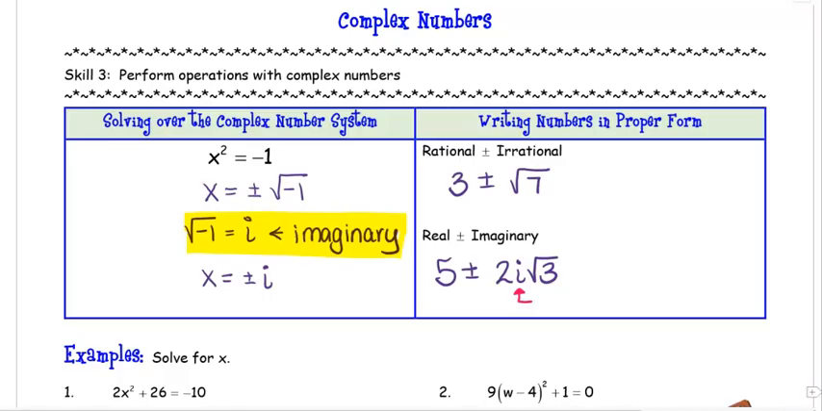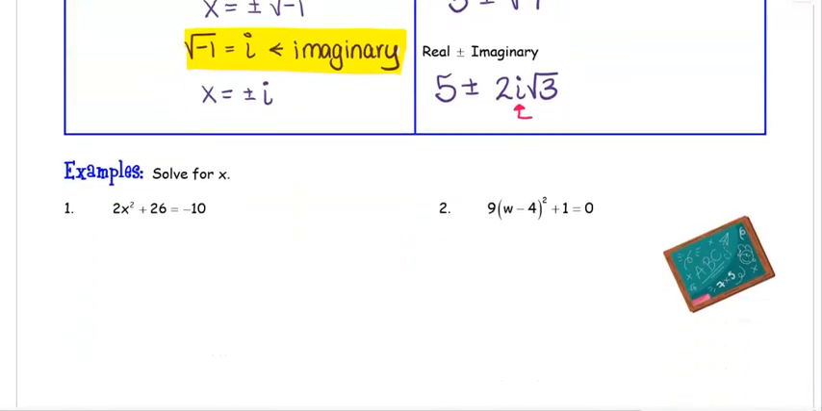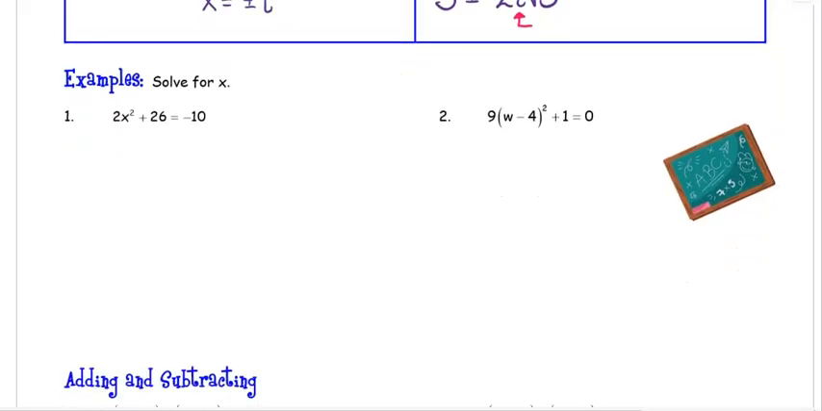All right, so if we take a look at some of these, if I give you 2x squared plus 26 is equal to -10, and I want us to solve this over the complex number system, I can subtract the 26 and I'll get 2x squared is equal to -36. And then I can divide by 2 and I'll get x squared is equal to -18.